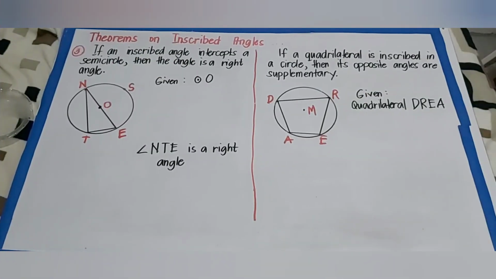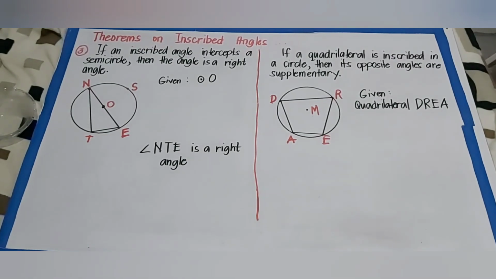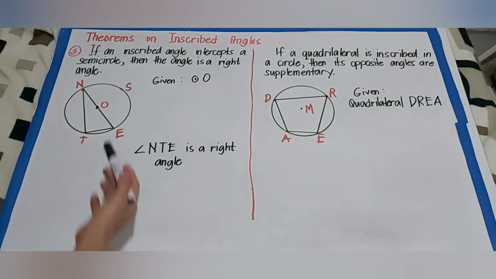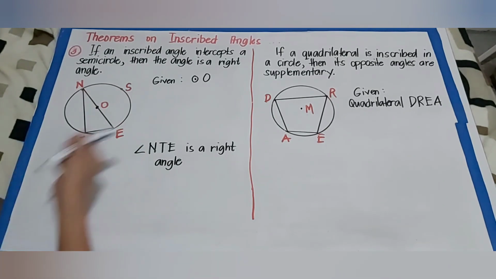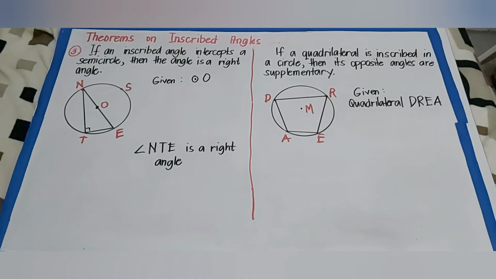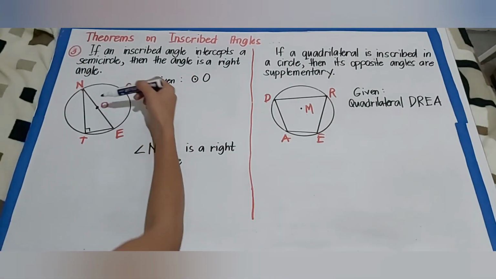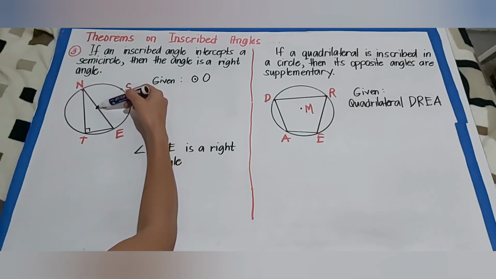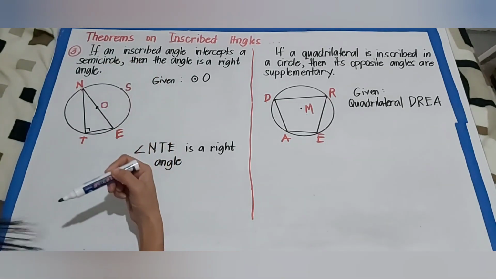So, this is theorem number 3 on inscribed angles. If an inscribed angle intercepts a semicircle, then the angle is a right angle. So, given this figure, angle NTE is a right angle. Okay, bakit siya naging right angle? Take a look. This is the center O, because this is circle O. And this center was included in a chord NE, which is actually a diameter.